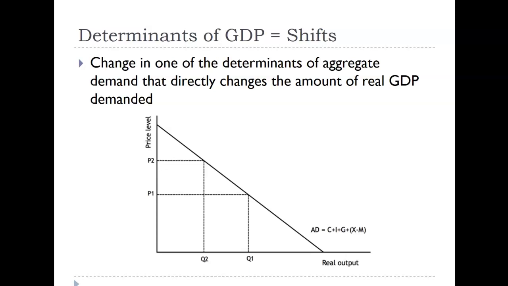Last, we're going to talk about determinants of the aggregate demand. So a change in one of these determinants is going to shift the aggregate demand curve. It will increase, decrease, shift left, shift right, just like the micro conversation from demand. So what are those determinants? We've already seen them. They're the expenditure approach.